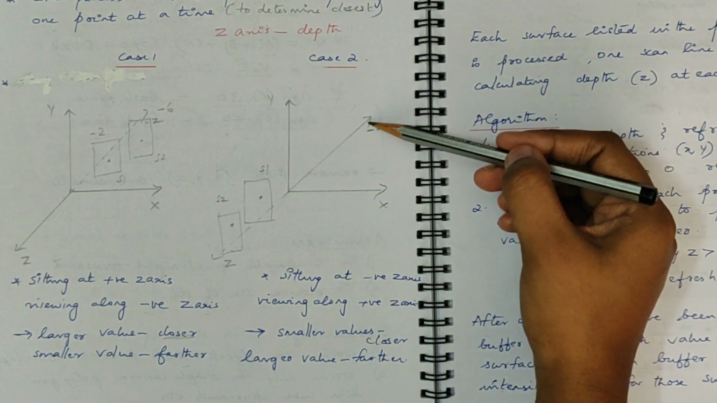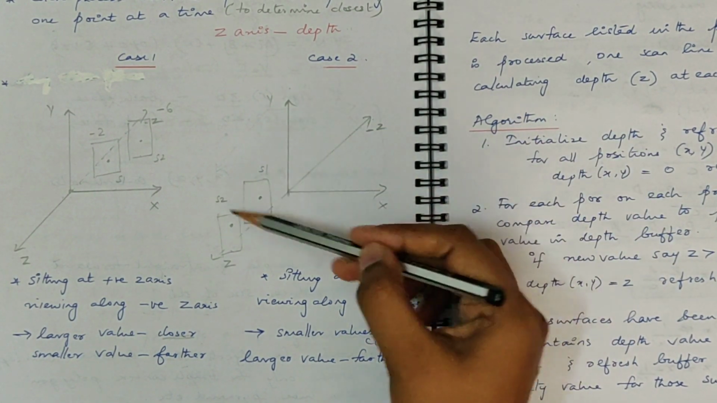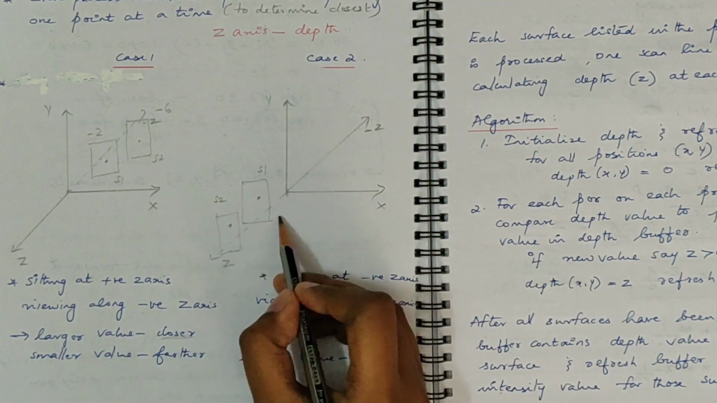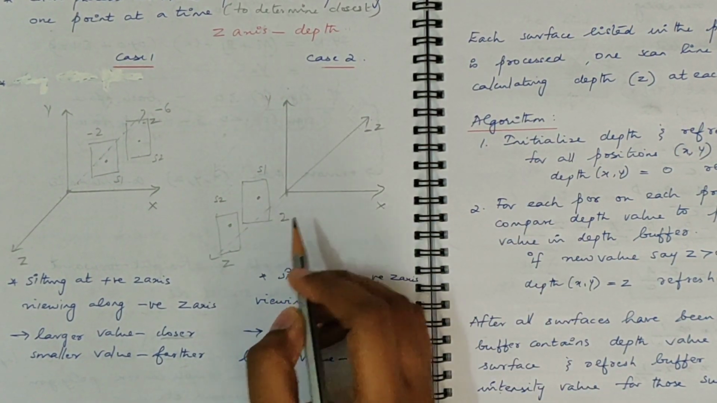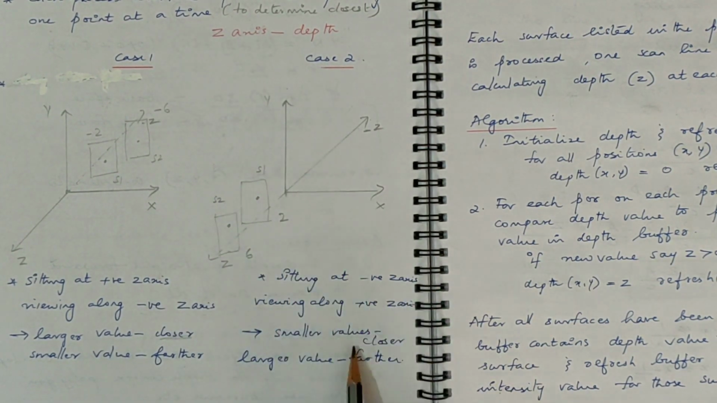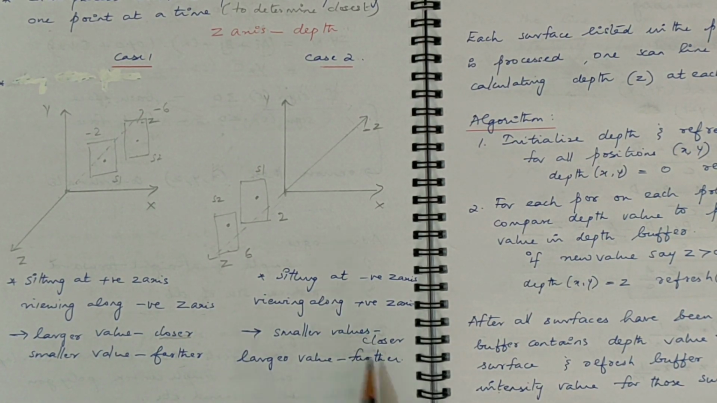You are sitting here. So when you are sitting here and from the origin, you can see that S1 is near and S2 is farther. So here the z value of S2, since it is the positive z-axis, let us say is plus 2 and this is plus 6. So here the smaller values are going to be closer and larger values are going to be farther.